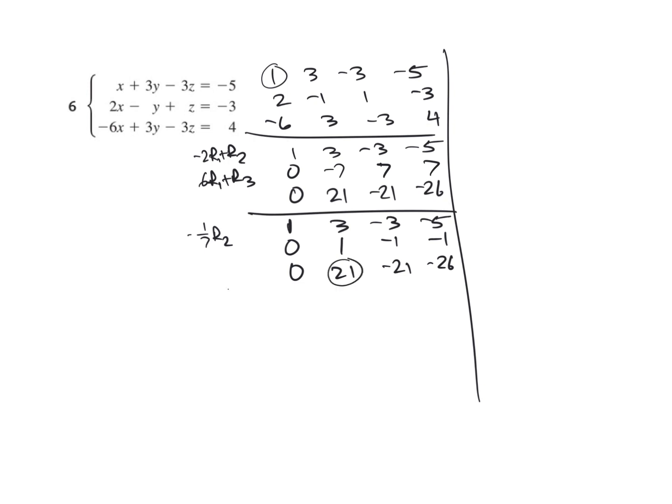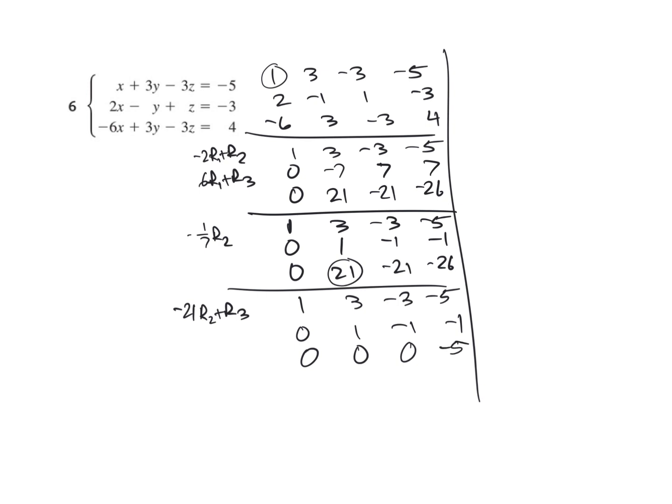So we need to make this a 0. So how do we do that? Negative 21 times row 2 plus row 3. So 1, 3, negative 5. 0, 1, negative 1, negative 1. Now what do we get? Negative 21 plus 21 is 0. 0, 0. And then we have positive 21 plus negative 21 is 0. And then we get positive 21 plus negative 26 is negative 5. And again, there is no solution.